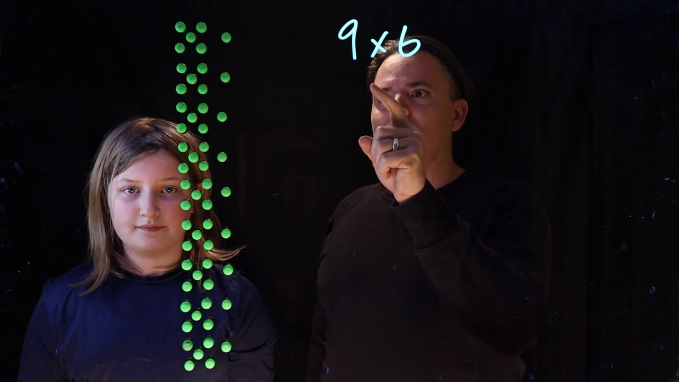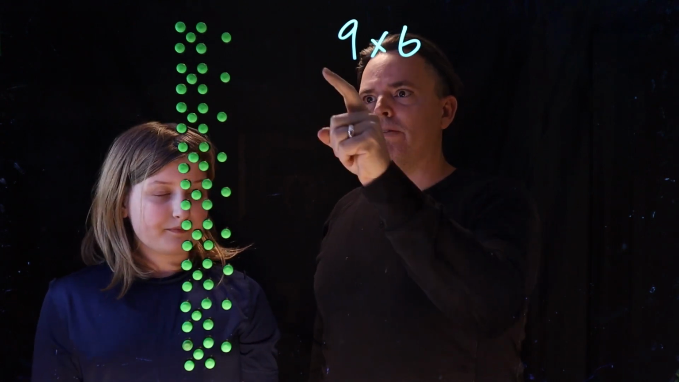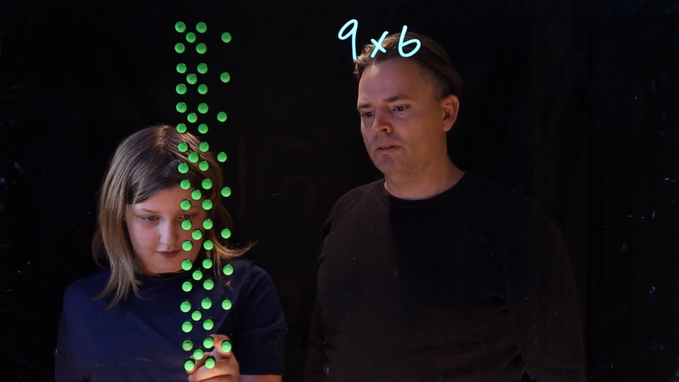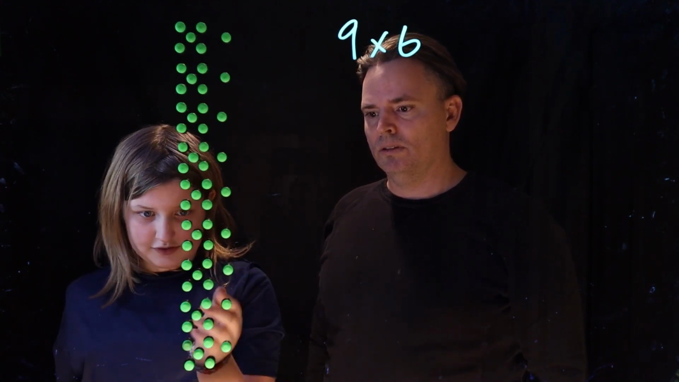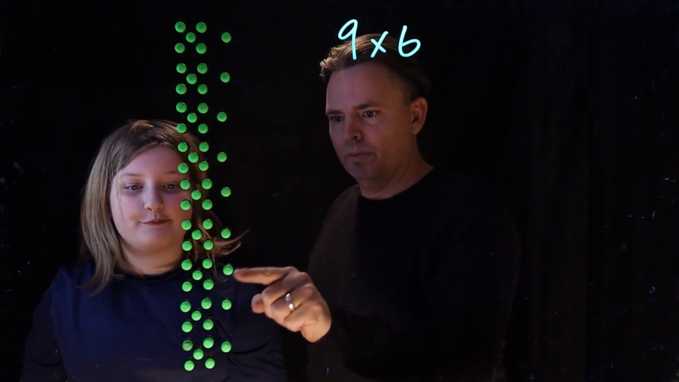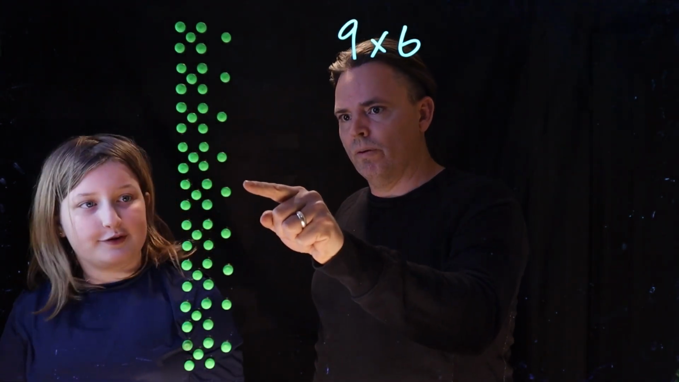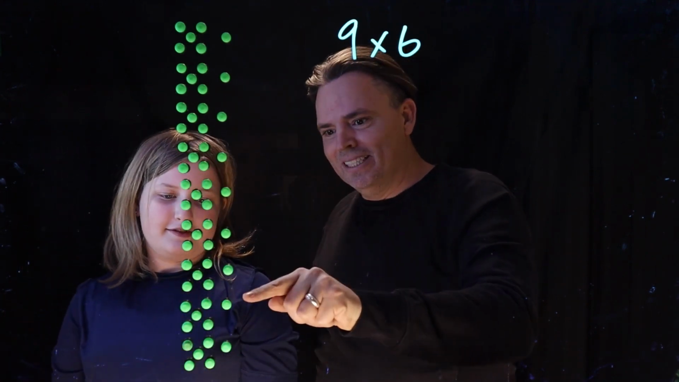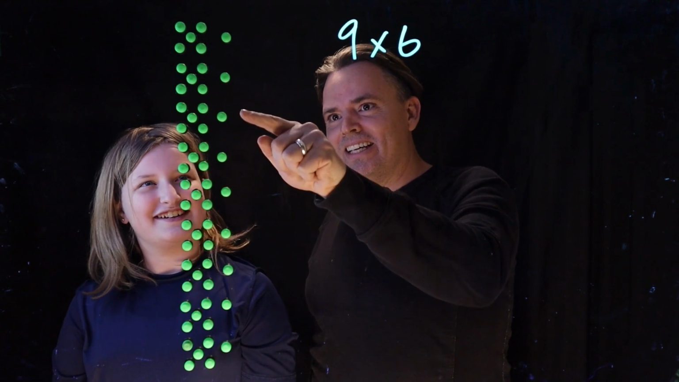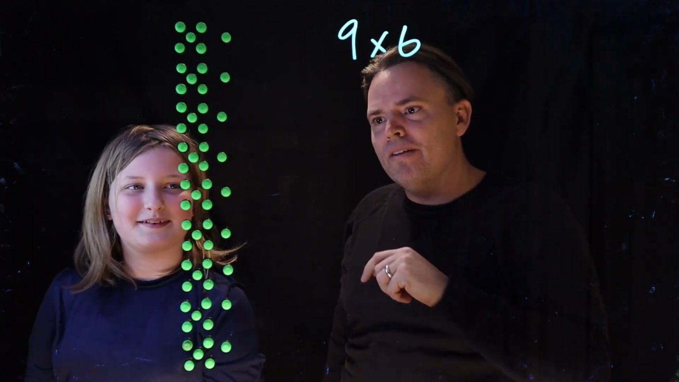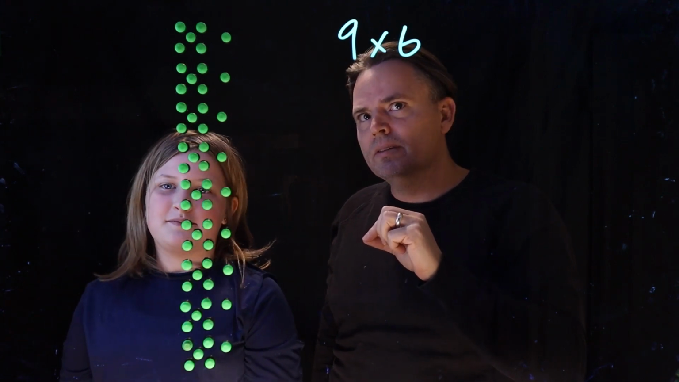Oh, okay. So can we first look for the 9 groups of 6 here? Can you show everybody? So this is 1, 6, 5 plus 1, another 6, 5 plus 1 again. So 2 groups of 6, 3 groups of 6, 4, 5, 6, 7, 8. We have 9 groups of 6. Okay. So what is your idea? What do you think we should do? I think we should count by 5s.